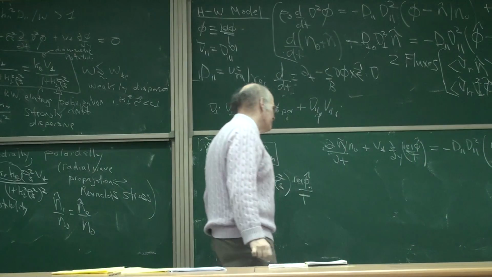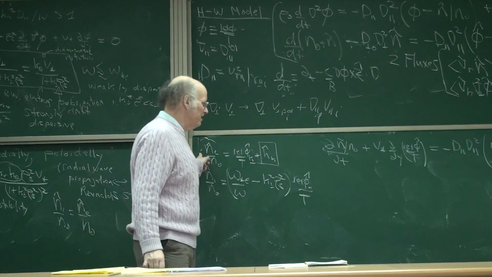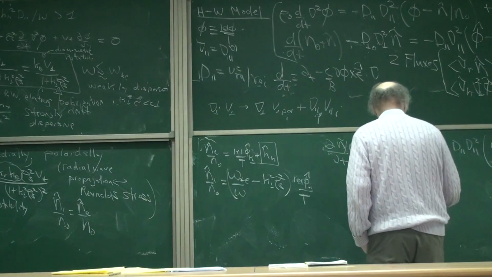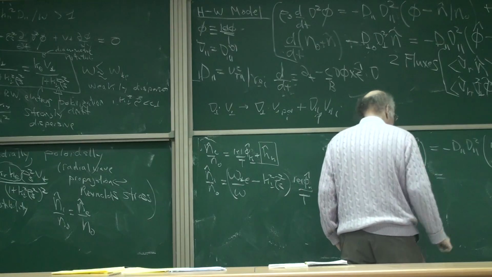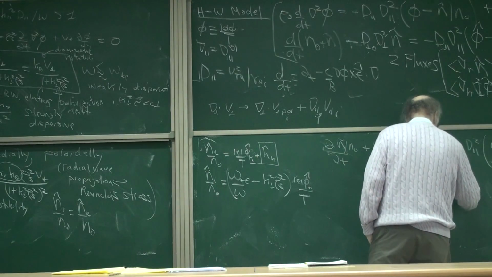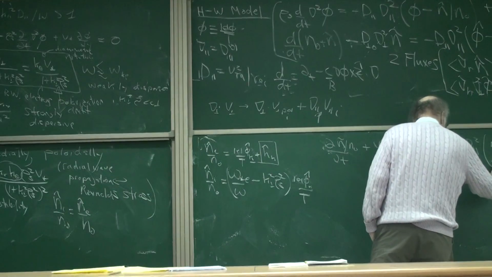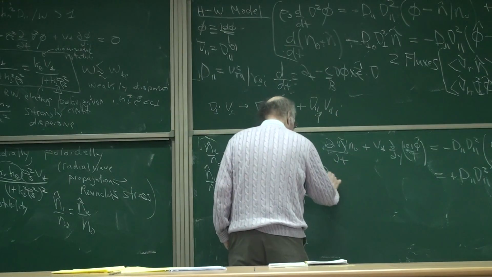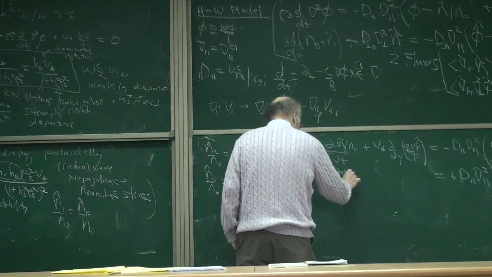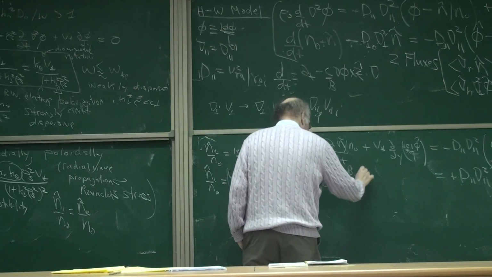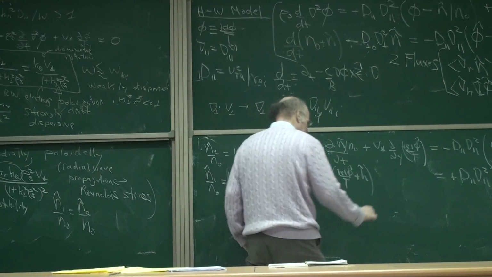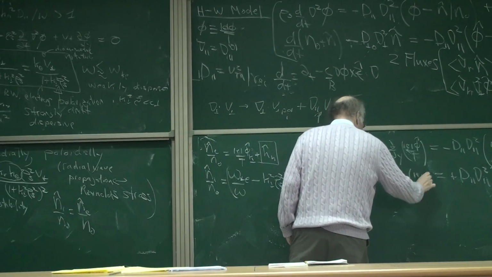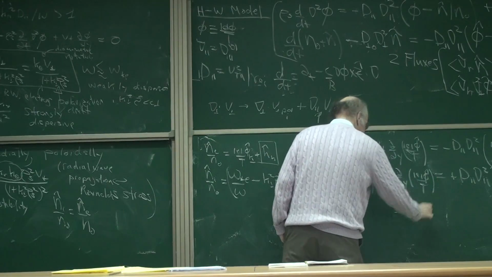So you notice what I can do is I can write n_e like this. This thing just becomes my friend h, right? So this thing becomes plus D_parallel del_parallel squared h. This guy becomes d/dt of (e phi over T plus h). And this guy becomes v_star d/dy of e phi over T, right?